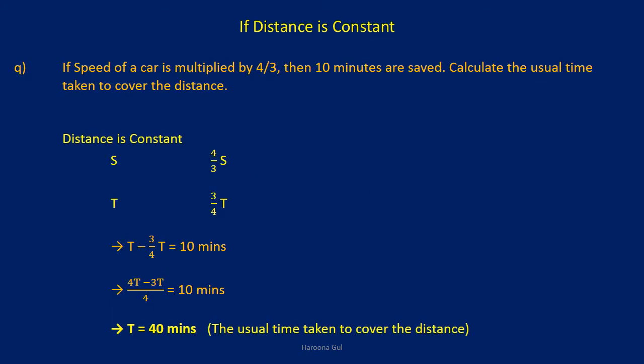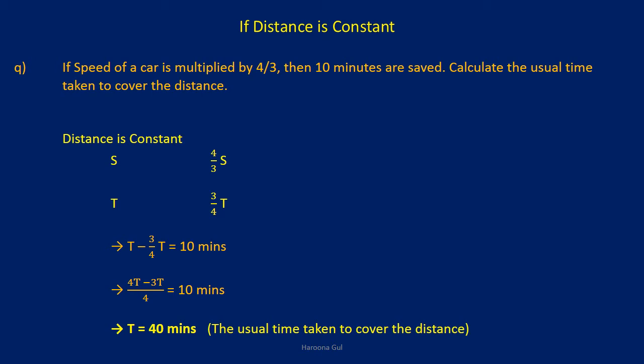We will now look at how we can solve a question if distance remains constant and speed increases. The problem says that if the speed of a car is multiplied by 4/3, then 10 minutes are saved. So if speed is increasing, the time taken to cover a distance will automatically decrease. Calculate the usual time taken to cover the distance.